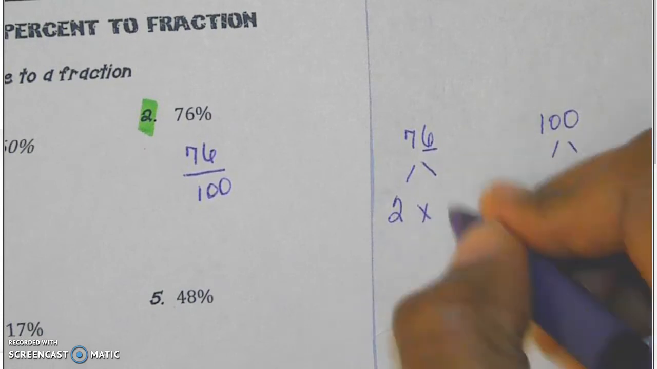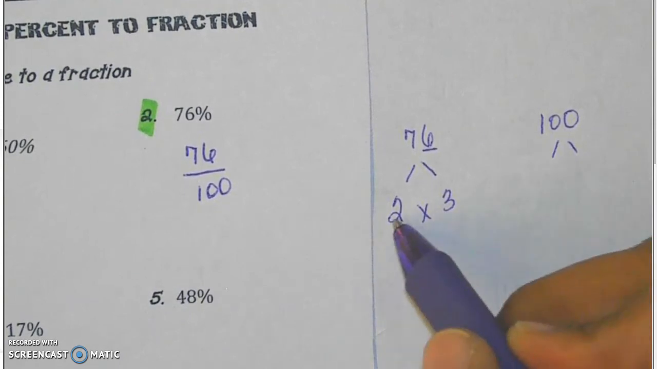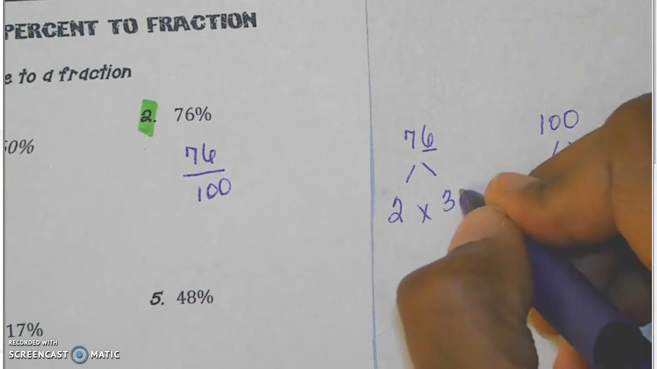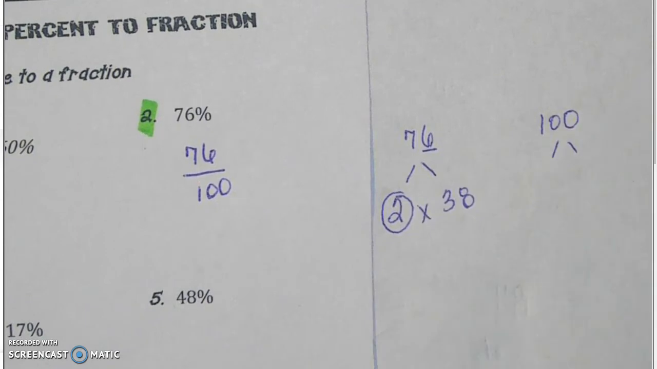2 will go into 7 3 times. That's 6. 7 minus 6 is 1. 1 is less than 2. Check off my 3. Bring down my 6. How many times will 2 go into 16? That will be 8. I can circle my 2. It's prime. That side of the tree is done.